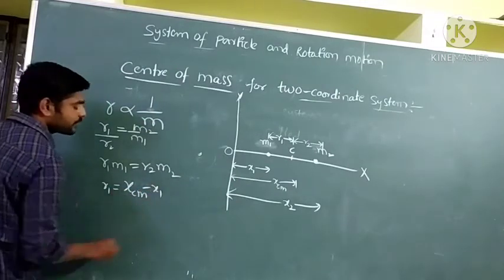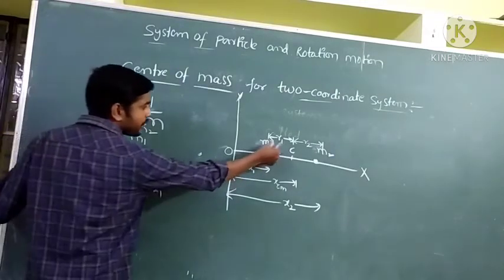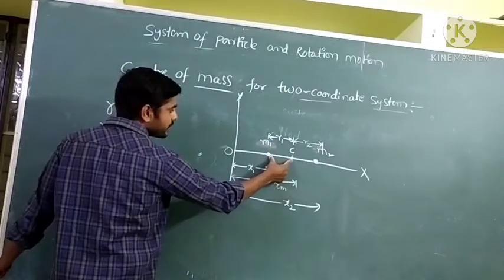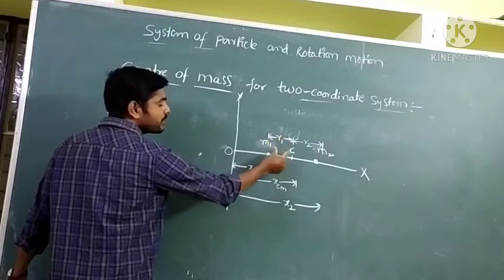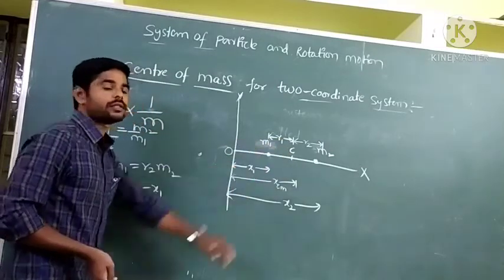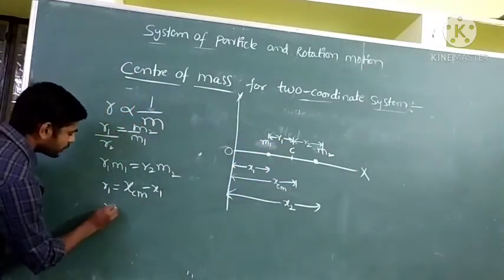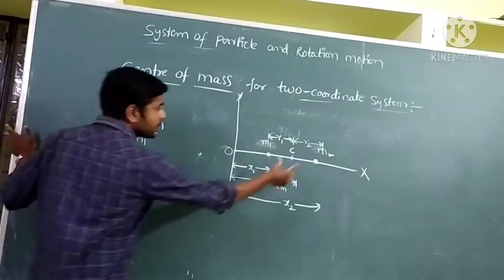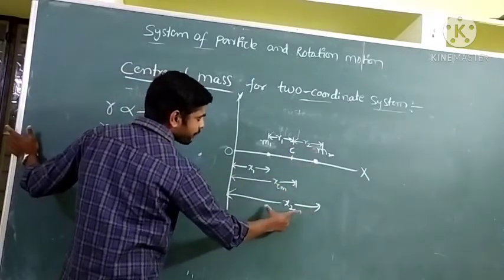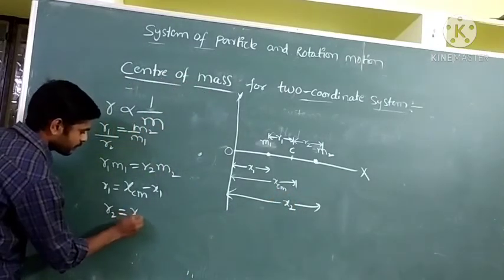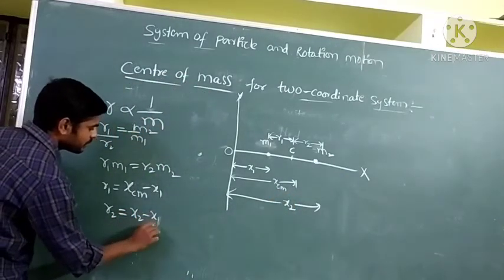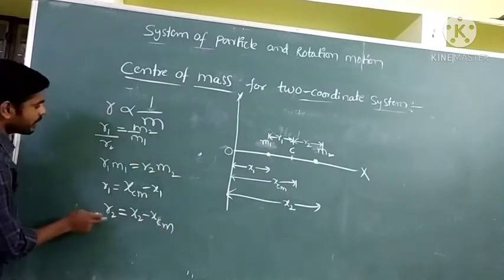xcm minus x1. Okay, what is the R1 distance? We need this distance, so we subtract this one minus this one, and we will get it, because we don't know the R1 distance. And similarly, what about the R2 distance? We need this distance, where x2 is the larger value: x2 minus xc. We got the R1 and R2 values.